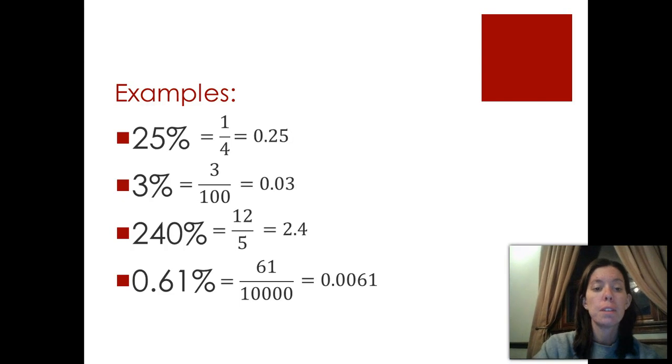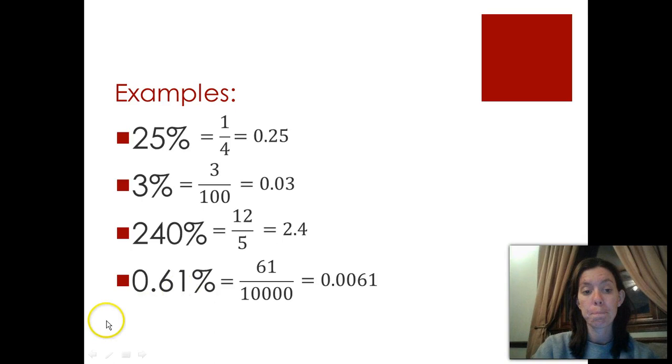You want to look at the original percentage that you were given and compare it with the decimal, and you might find a quicker way of changing percents into decimals. If you see that quick way of doing it, you can do that every time. You don't have to write out the fraction in between.